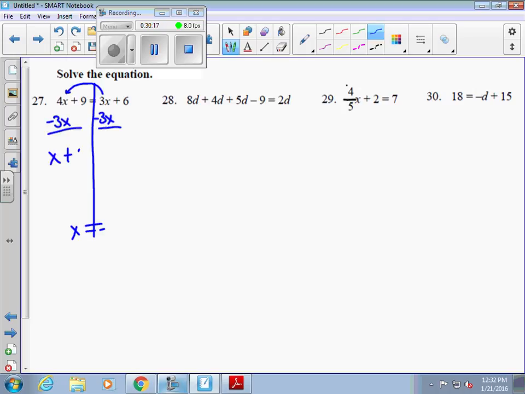Plus 9 is equal to 6. Then undo plus 9 by subtracting it on that side. 6 minus 9 is negative 3. X then is negative 3.